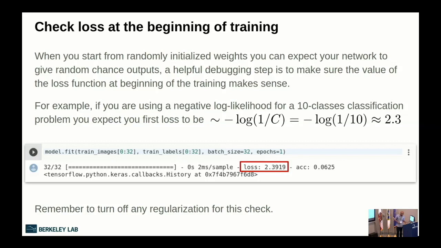I don't have my pointer anymore, but this is essentially a fit over a single batch of data, 0 to 32, and the batch size is 32. So try to fit a single batch of data and then see what your output is. You should be able to expect this number. You'll be surprised how often this number is off because there is something wrong.